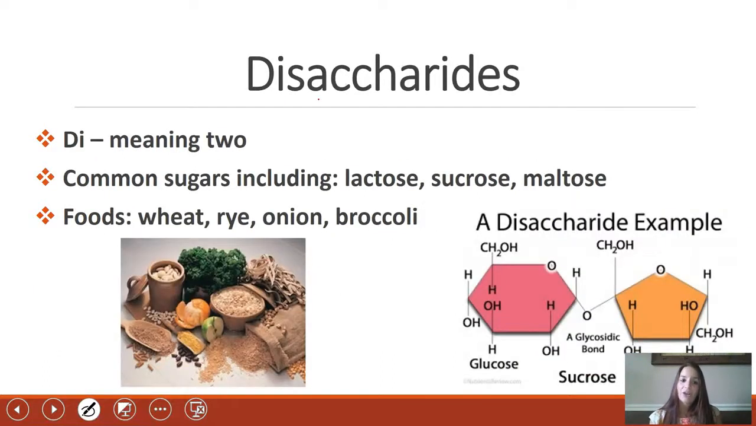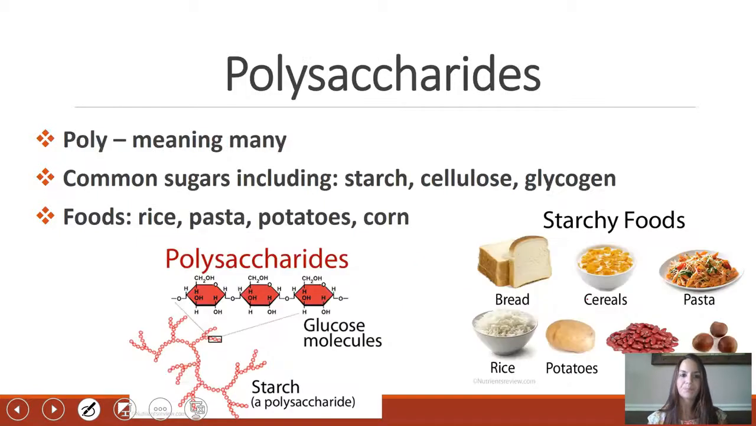Disaccharides are a little bit larger, and it's di meaning two. This time, it's two sugars linked together. So these common sugars are things like lactose, sucrose, and maltose, and they're a little bit closer to a complex carb. So like wheat, rye, and some veggies like onions and broccoli. And if you look here, here's an example. So the pink and the orange part are combined to make one disaccharide. So that is bonded with this oxygen that you see there.